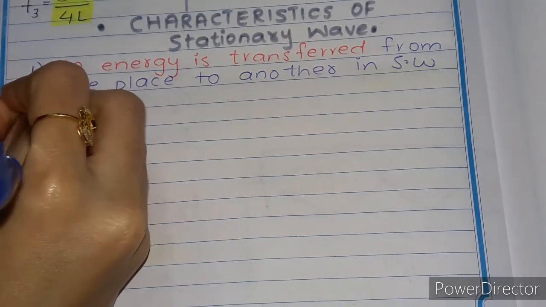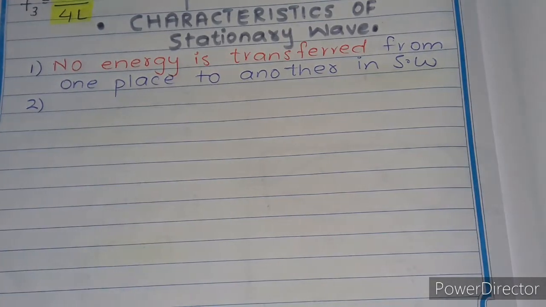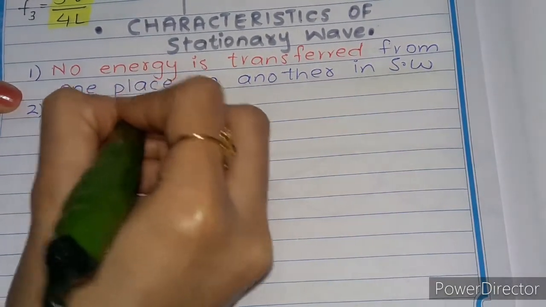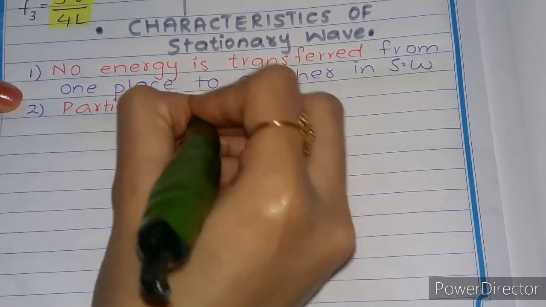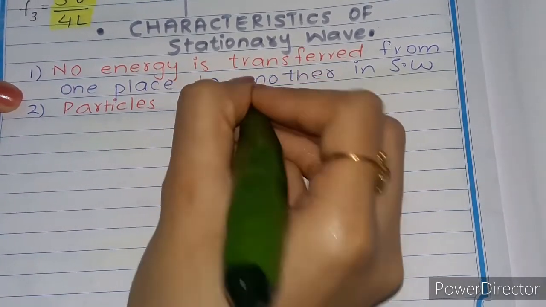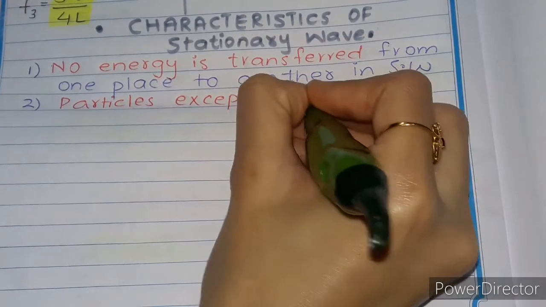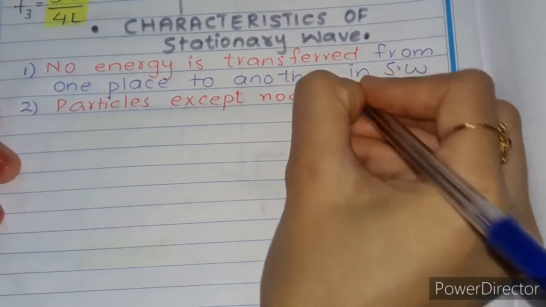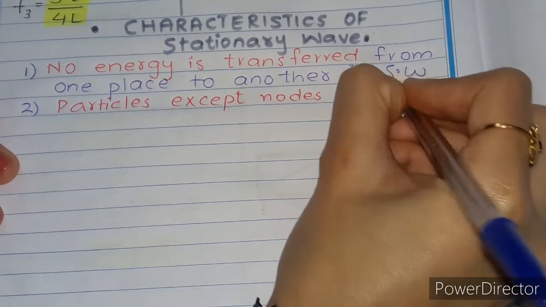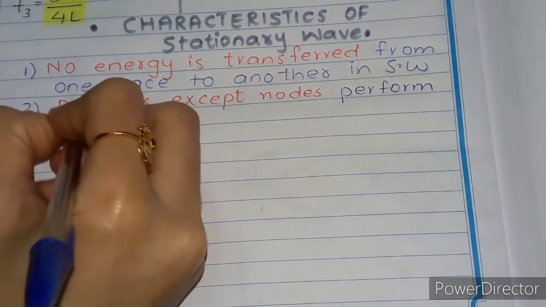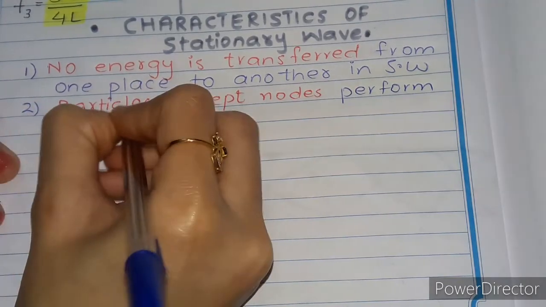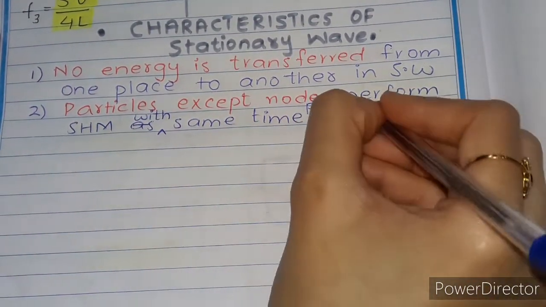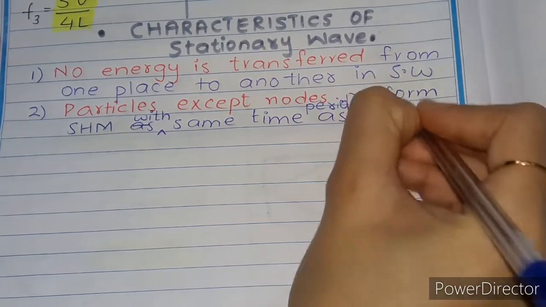Second point is particles at nodes perform simple harmonic motion with the same time period as the component of the wave.